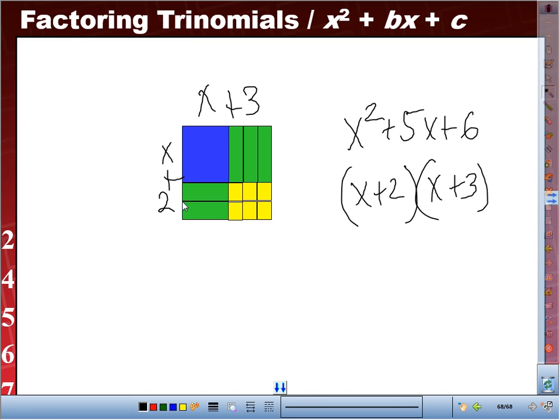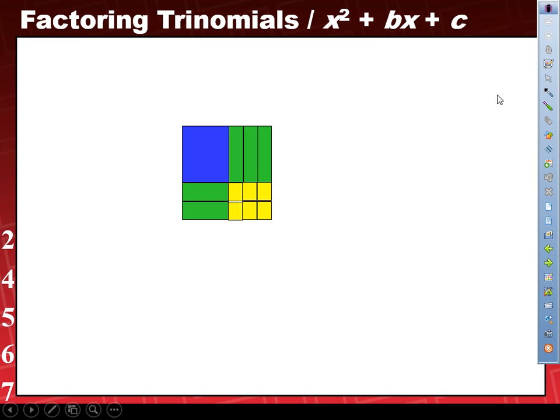So the question was, I just do one side. Does it matter which side? Well, let's see. Let's say I started down here. What is this measurement? X. And what is this? 3. What is this? X. And what is this? 2. So it doesn't matter which side you use as long as you get the measurements from that. So with that said, let me give you another set.